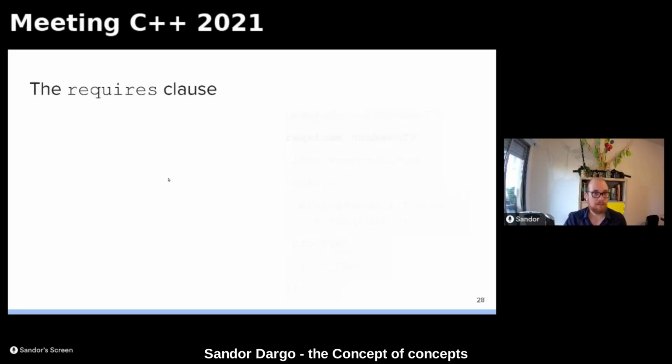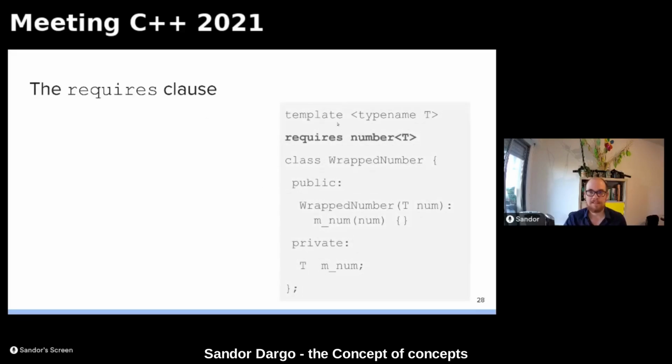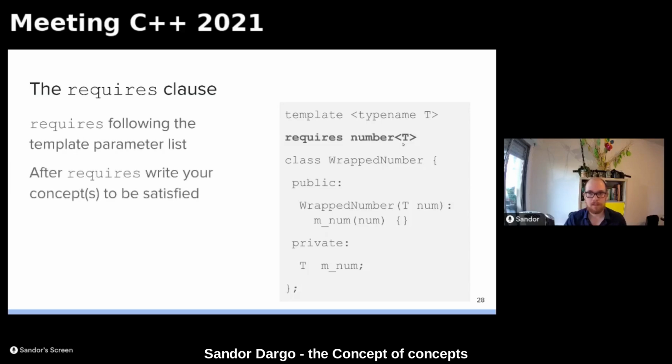So what we have is the requires clause. You can see here that it's something that we can use pretty much the same way as for function templates. It comes after the template parameter list. So here we have our wrapped number class, which has this template type T, and we require that T must model the concept of a number. So it's fairly simple. And again, here you can write any complex expression that you want.